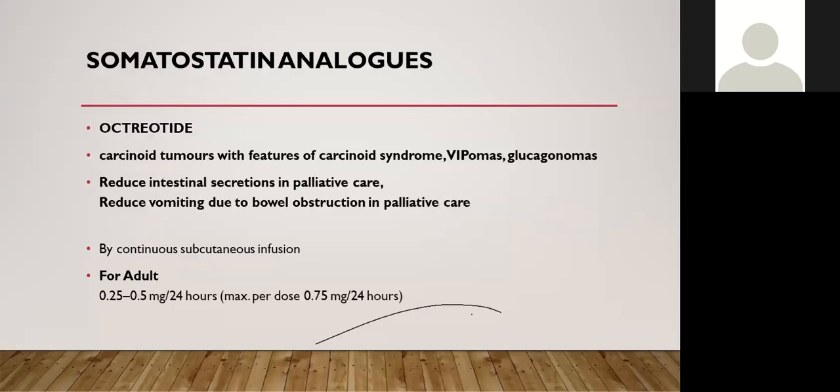And octreotide has a role in bowel obstruction. Typically, octreotide was used for carcinoid tumors with features of carcinoid syndrome, VIPomas and glucagonomas. How it works, it reduces intestinal secretions in palliative care and reduces vomiting due to bowel obstruction. It has to be given as a continuous subcutaneous infusion, and for intractable vomiting secondary to bowel obstruction, octreotide has a role. The dose that we start is 0.25 to 0.5 milligram over 24 hours, and maximum is 0.7 milligram over 24 hours.